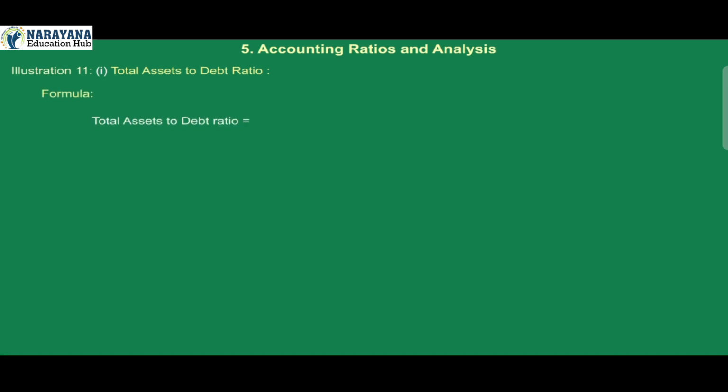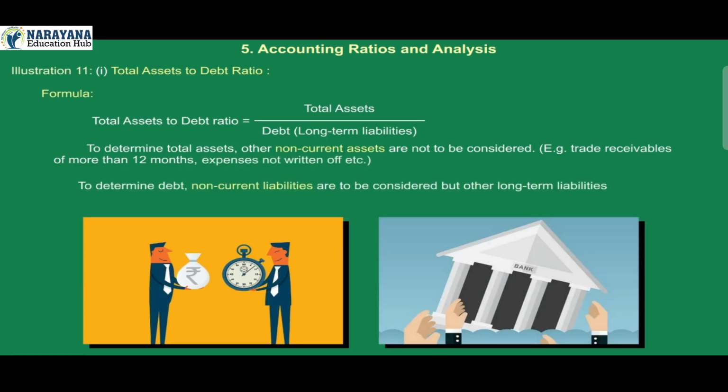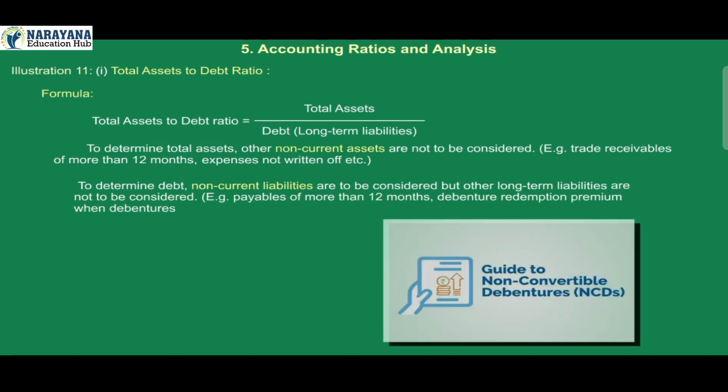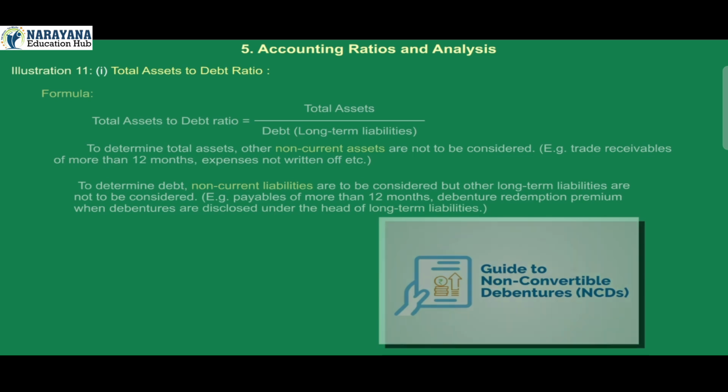Formula: total assets to debt ratio is equal to total assets divided by debt, that is long-term liabilities. To determine total assets, other non-current assets are not to be considered. Example: trade receivables of more than 12 months, expenses not written off, etc. To determine debt, non-current liabilities are to be considered, but other long-term liabilities are not to be considered. Example: payables of more than 12 months, debenture redemption premium when debentures are disclosed under the head of long-term liabilities.